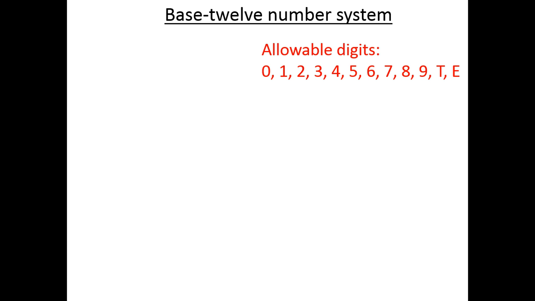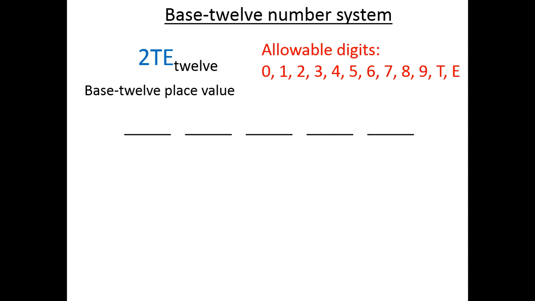Base 12 is a tricky one because in base 12 we have 12 allowable digits. The digits from 0 to 9 are familiar to us, but we need a single digit to represent what to us is 10 and 11. So we'll use T for 10 and E for 11. If we have this base 12 number, 2TE, and we want to write it as a base 10 number, we need to think about base 12 place value.